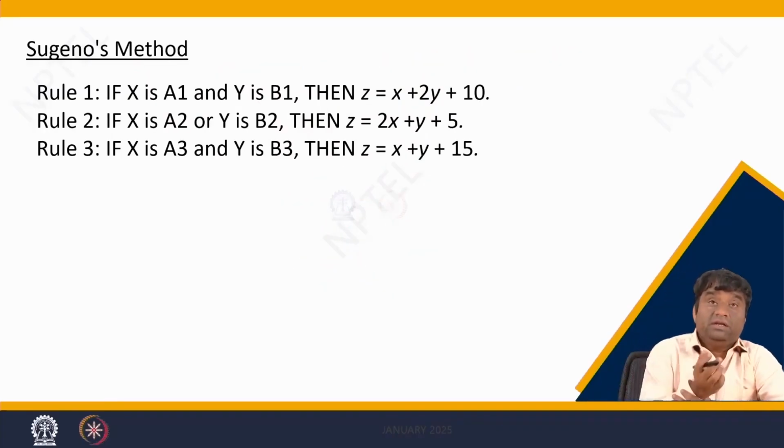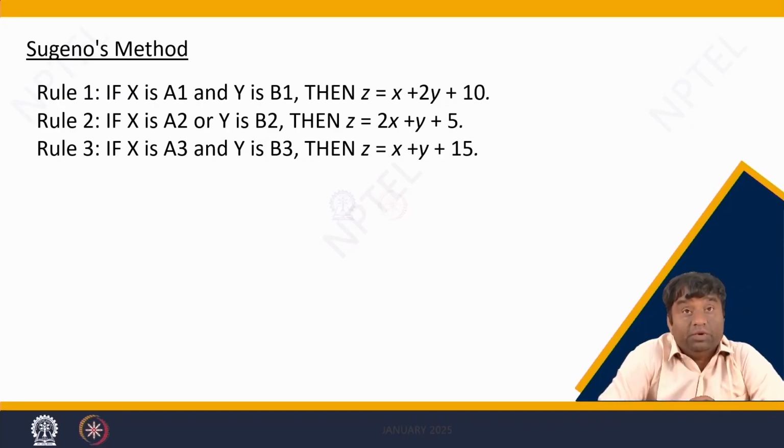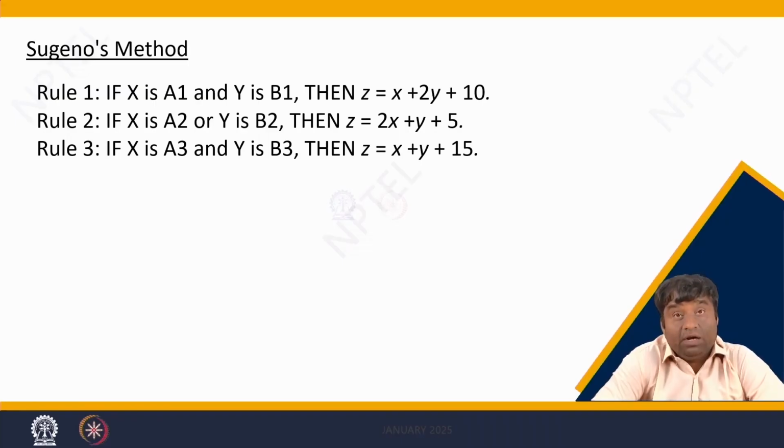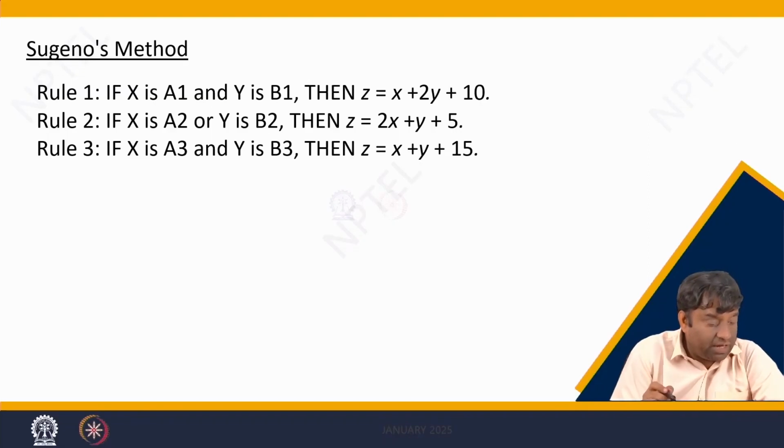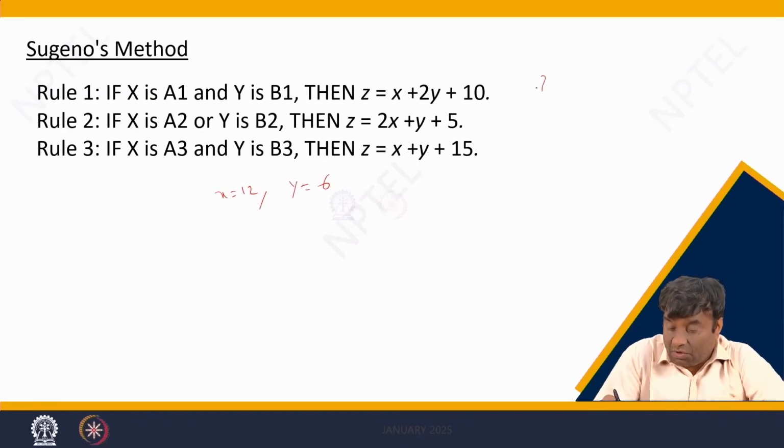Now the same thing we'll solve by the Sugeno method. Sugeno rule is that if x is a1 and y is b1, then z is x plus 2y plus 4. So here we took x equal to 12 and y equal to 6. So z1 is equal to 12 plus 12 plus 10. So that is basically z1 is equal to 34.